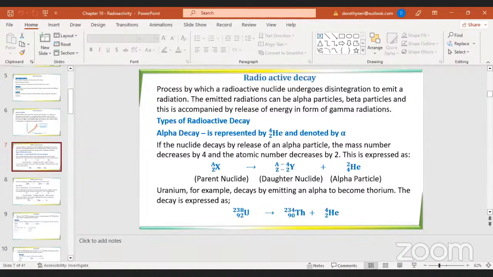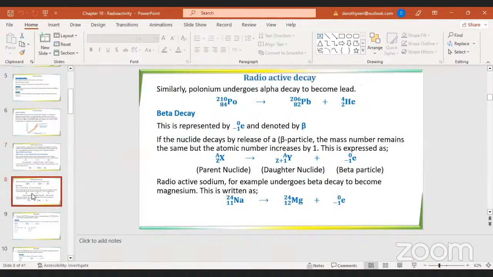So we have that equation there where an alpha particle has been emitted, and that's how we write the equation. We move on. The next part, we have another equation where we're having polonium undergoing an alpha decay. It gives you lead 206, and a helium particle is definitely emitted.